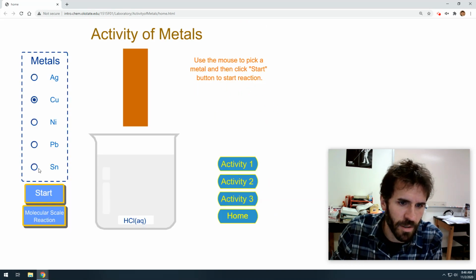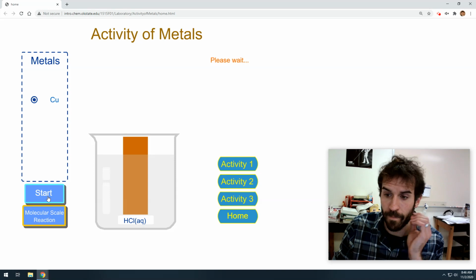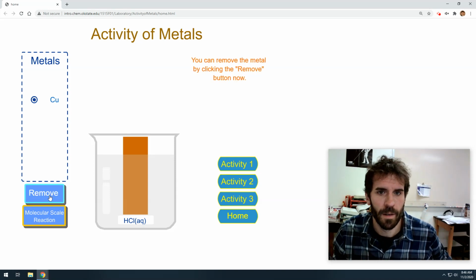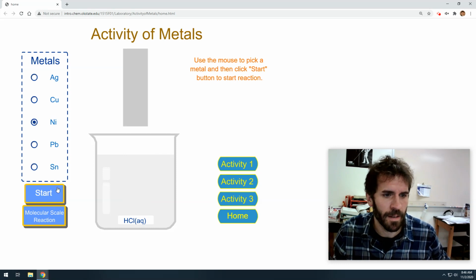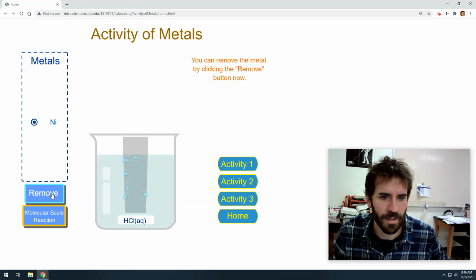Okay, let's try copper next, see if a reaction happens when we put it in our hydrochloric acid. Remove it. Doesn't look like a reaction has occurred. I don't think I need to show you the molecular view on that one. Let's try nickel. Oh, look, a reaction is happening. We see bubbles of gas coming out of our solution. There seems to have been a reaction between the nickel and the hydrogen ions.